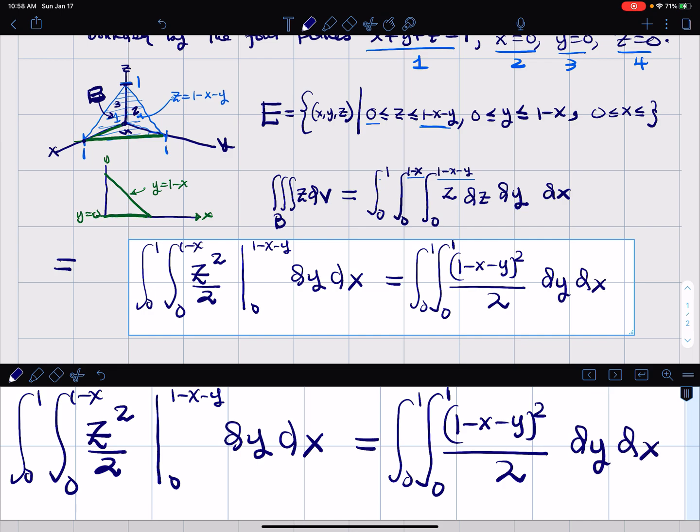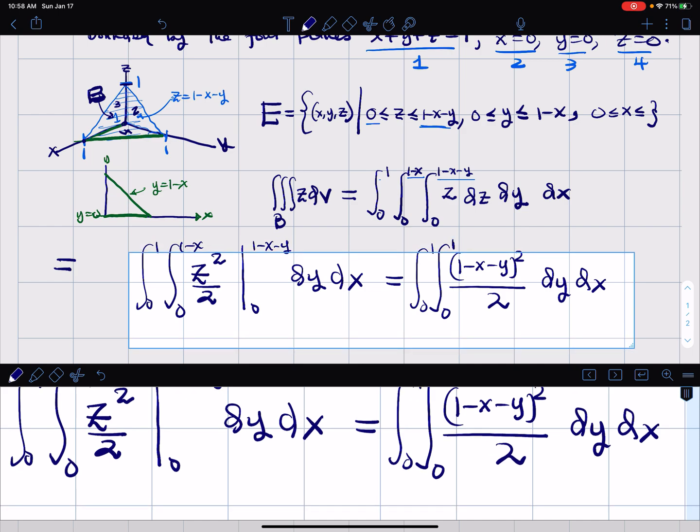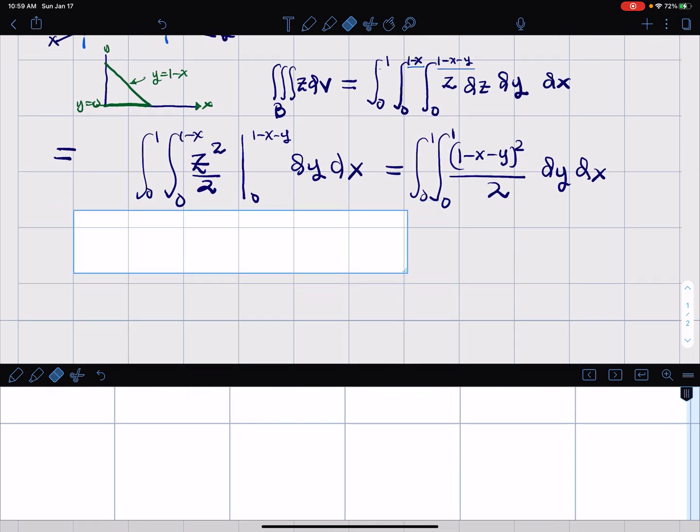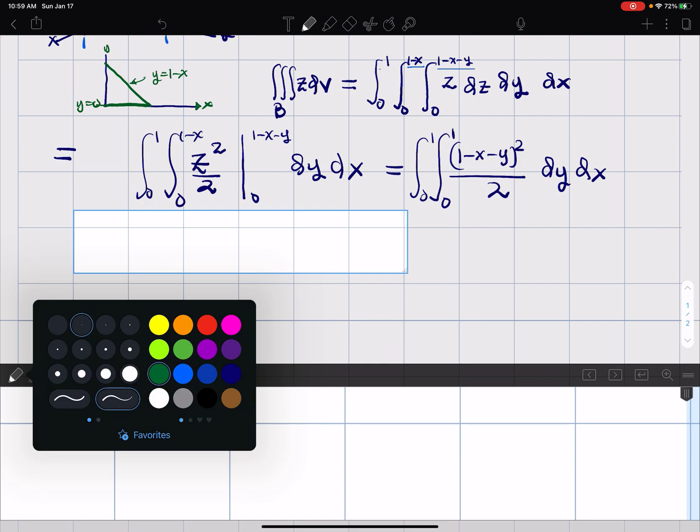And then you can actually expand your 1 minus x minus y, and you go from there. And then you just do the double integral. So let's see, is there any quick way of doing this? There might be a quick way of doing it. I don't know. Okay, let me see. I'll try something. If it doesn't work, I'm just going to erase it. I'm going to try to use substitution.